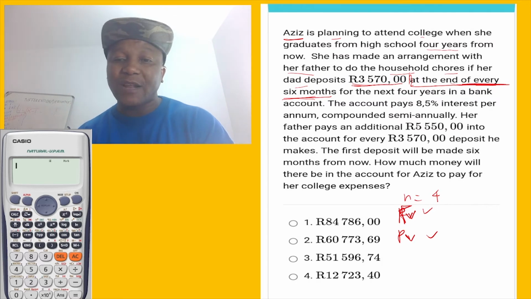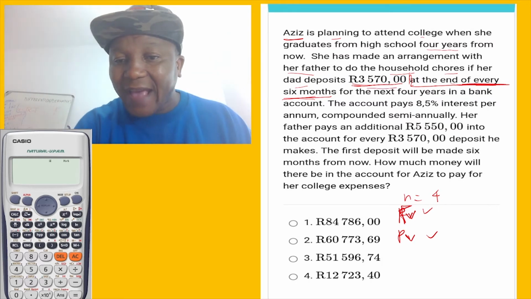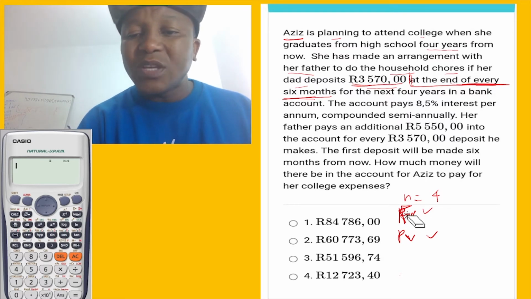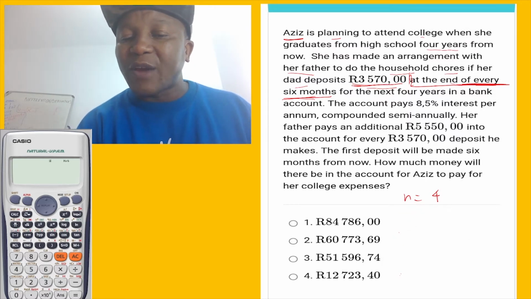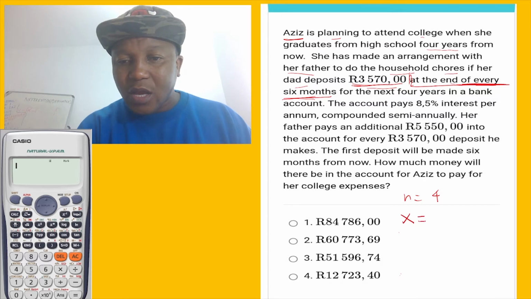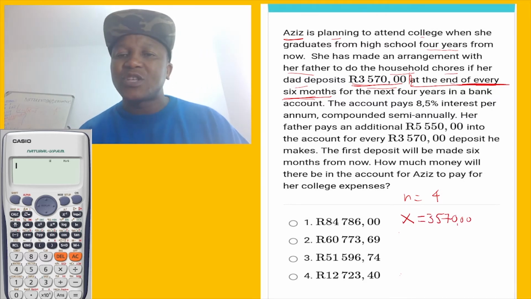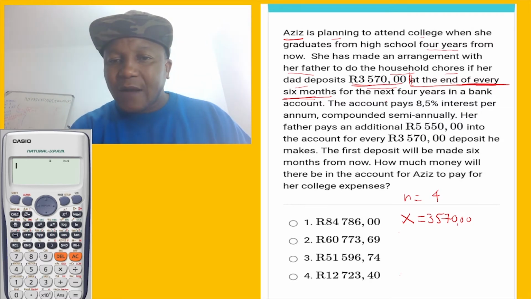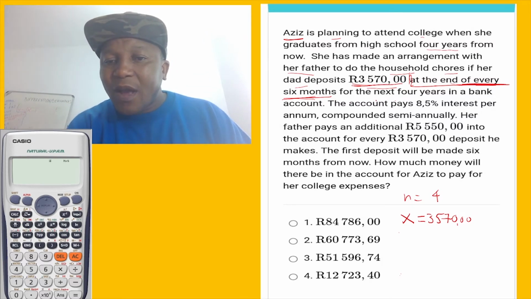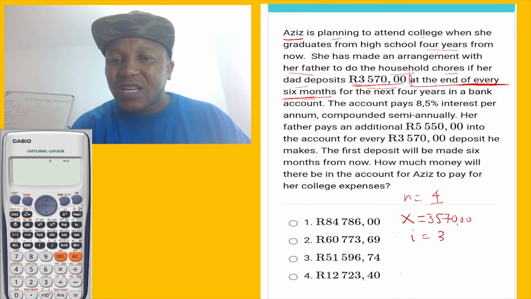So we need to continue to read. This value here is X, the value which you're going to deposit regularly, equal to 3570.00. Now for the next 4 years, so time equals 4 years, the account pays, oh, so we have an interest rate. What is the interest rate? 8.5, compounded semi-annually.